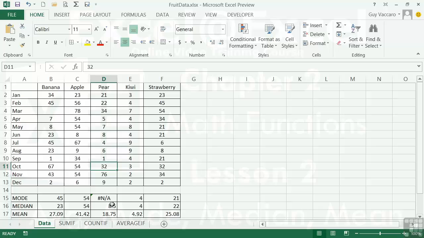This does not happen with the median or the mean. The median is always the middle value regardless of however many values there are, and the mean is always the total divided by however many values there are.